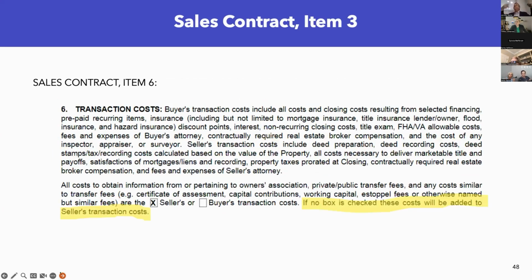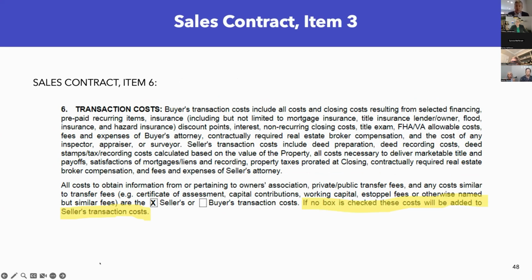They go straight to the next issue, which is filling out the property address, the county, and the TMS number, right? That's where they go. Right above that is where you find that language. Last thing before we leave: the transaction costs here. If no box is checked, these costs will be added to the seller.